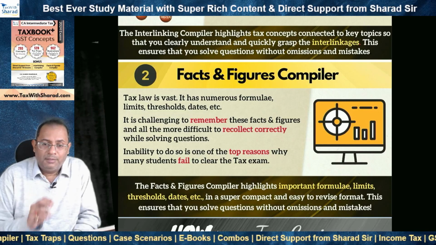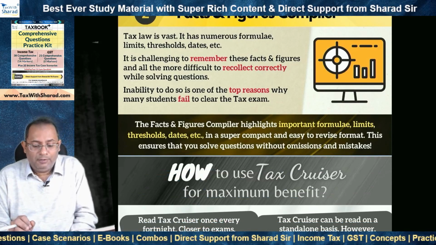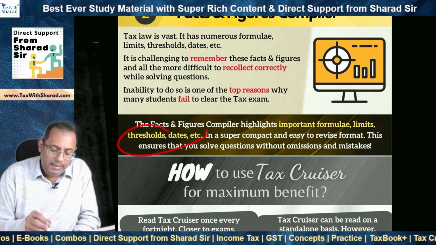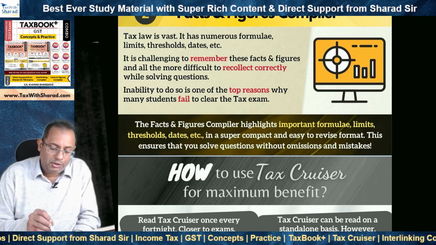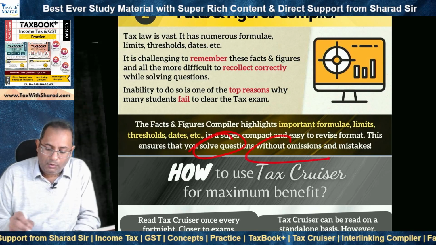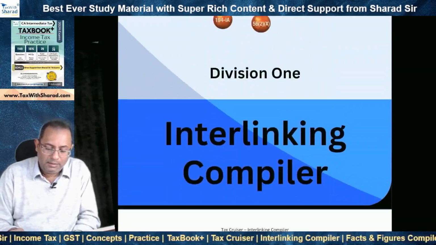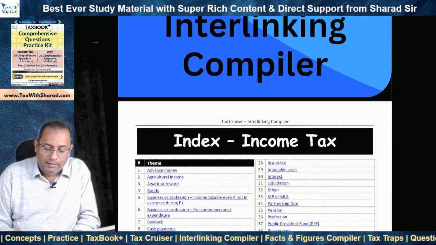Only 15 to 20% pass, around 85% fail. So what does this compiler do for you? It highlights the important formulae, limits, thresholds, dates, etc., in a super compact and easy to revise format. And this ensures that you solve questions without omissions and mistakes. So we will very quickly look at the first compiler, the interlinking compiler.